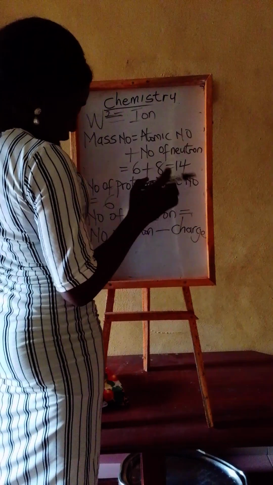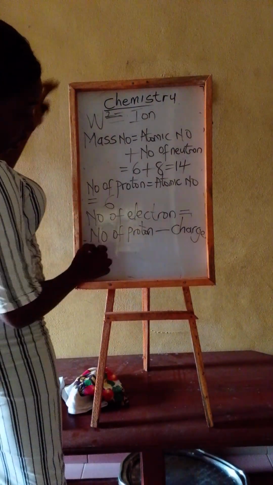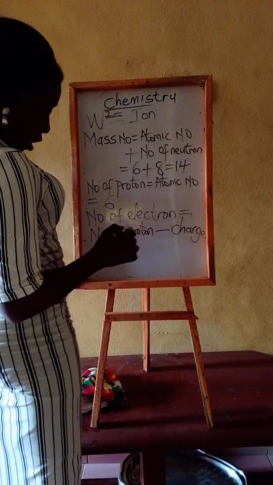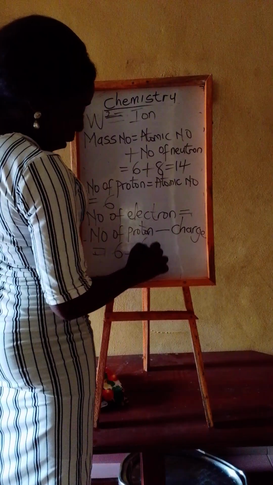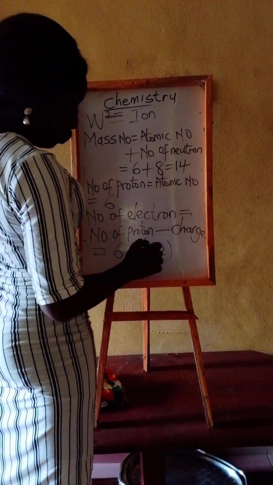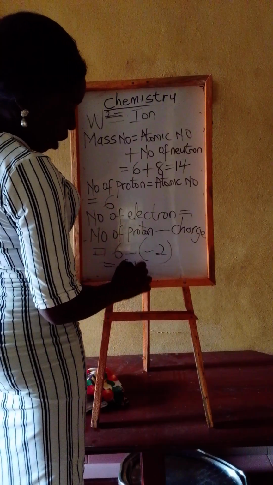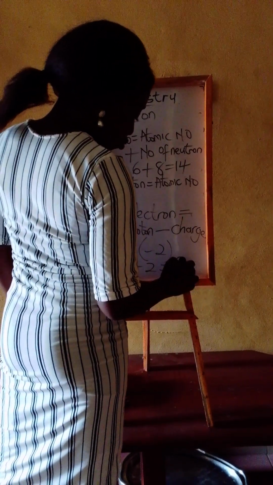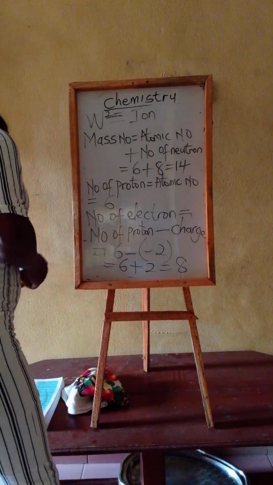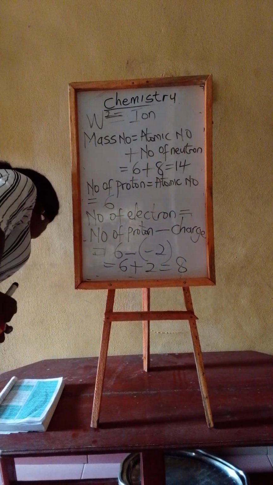Number of electron equals number of proton minus charge. Now, what's the number of proton? The number of proton is 6 minus minus 2. So we have 6 minus times minus, we have what? Plus. So 6 plus 2 equals 8.